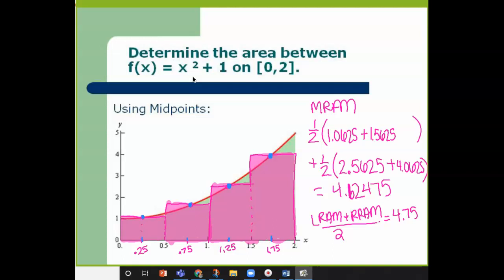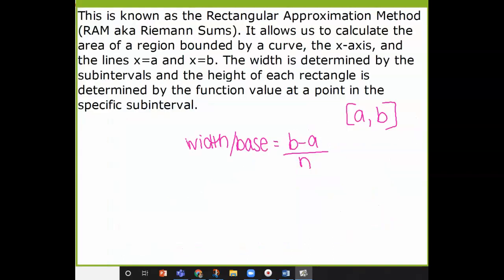So all three of these methods are known as the rectangular approximation methods, aka a Riemann sum. They allow us to calculate the area of a region bounded by a curve, the x-axis, which is super important, and the lines x equal a and x equal b. As we previously discussed, the width is determined by the subintervals, and the height of each rectangle is determined by the function value at a point in the subinterval.